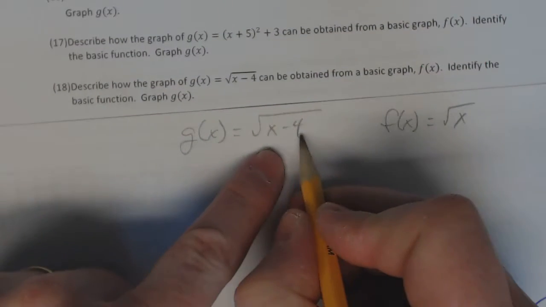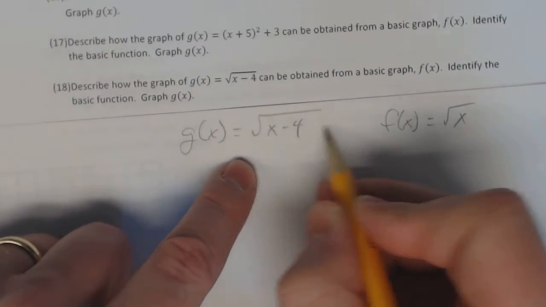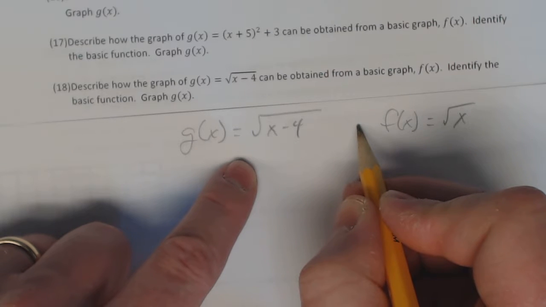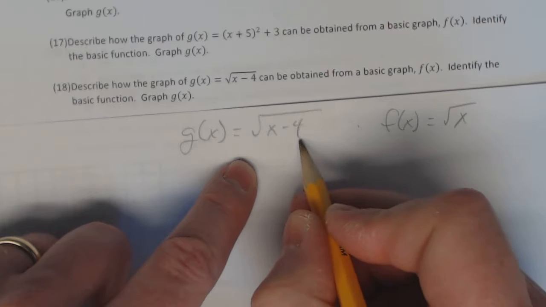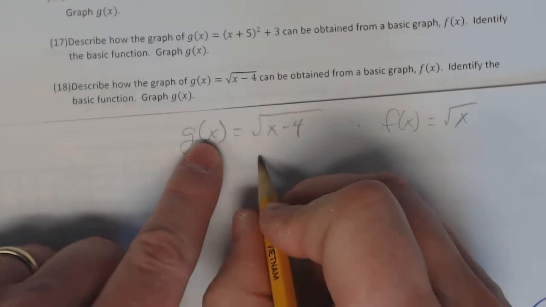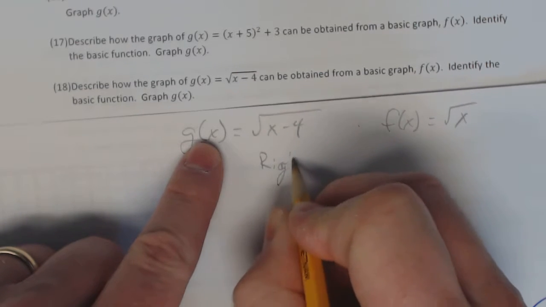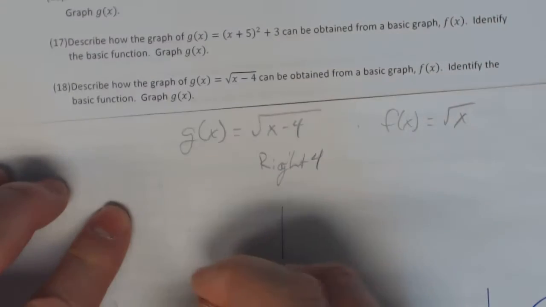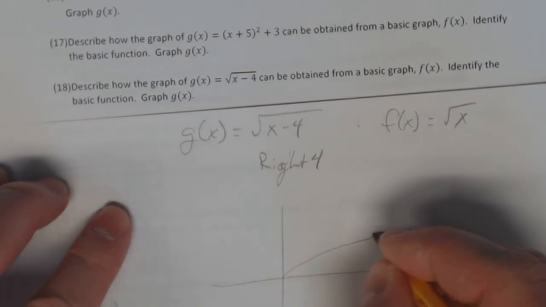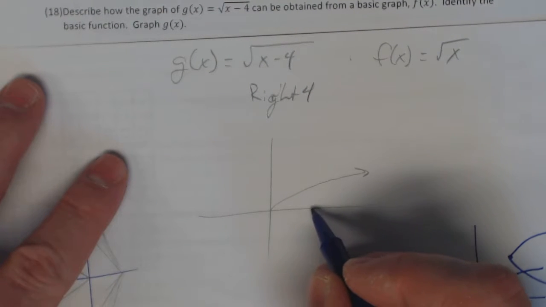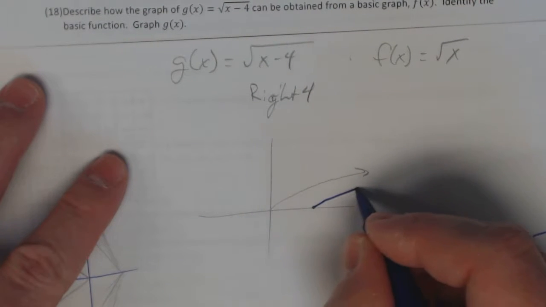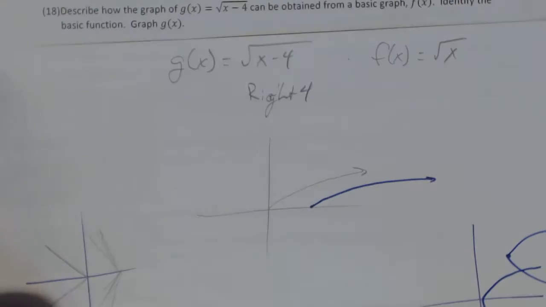Okay, and since that -4 is on the inside, it's not on the outside. If it was -4 out here, it'd be vertical. But since it's underneath here, then this is left and right movement, horizontal. And since it's negative, we go to the right 4. So here's the original, and we're going to move that to the right 4 units. 1, 2, 3, 4. Okay.